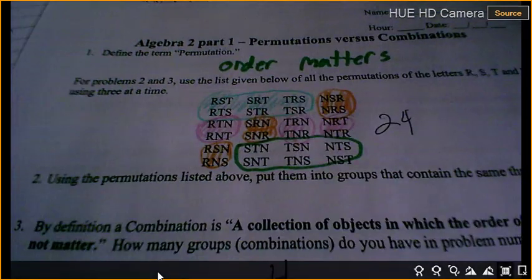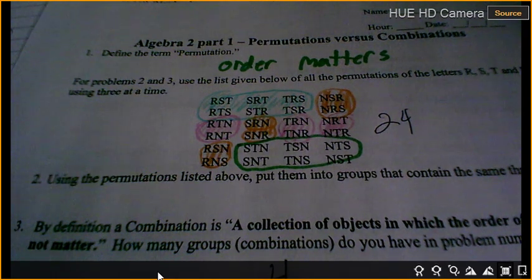So if I said, I'm going to use the letters R, S, T, N, and I'm going to take 3 out of the 4 of them, if you wanted a permutation saying order matters, you'd have 24. But if you were taking a combination saying order doesn't matter, you'd only have 4. Okay? Is that starting to make a little sense? Combinations versus permutations? All right.